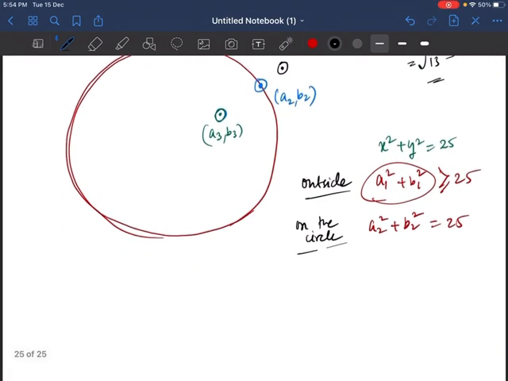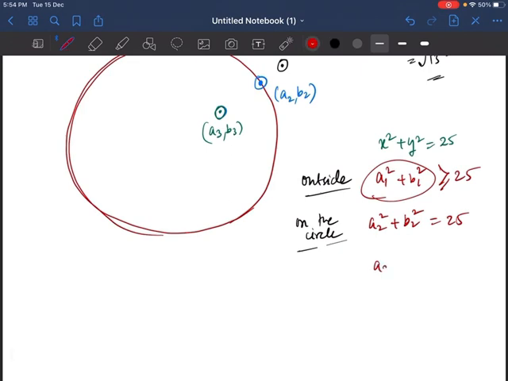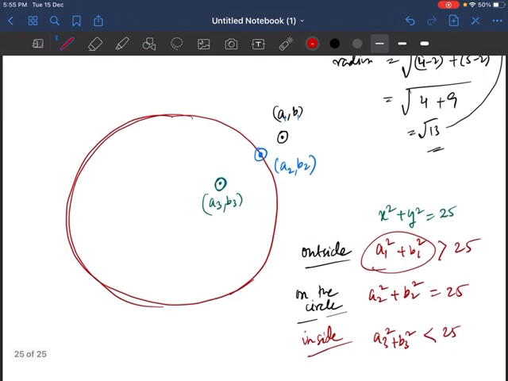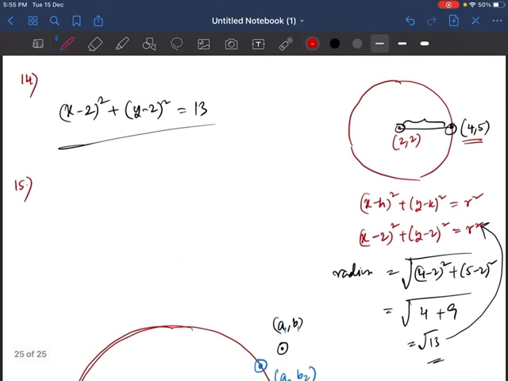And the last one is, if we have a3² + b3², if the value is less than 25, then we can say it lies inside the circle. So these are the three criteria which you must remember. If the value of a1² + b1² is greater than 25, then we can say it lies outside. Okay, so in question number 15, what is the point?